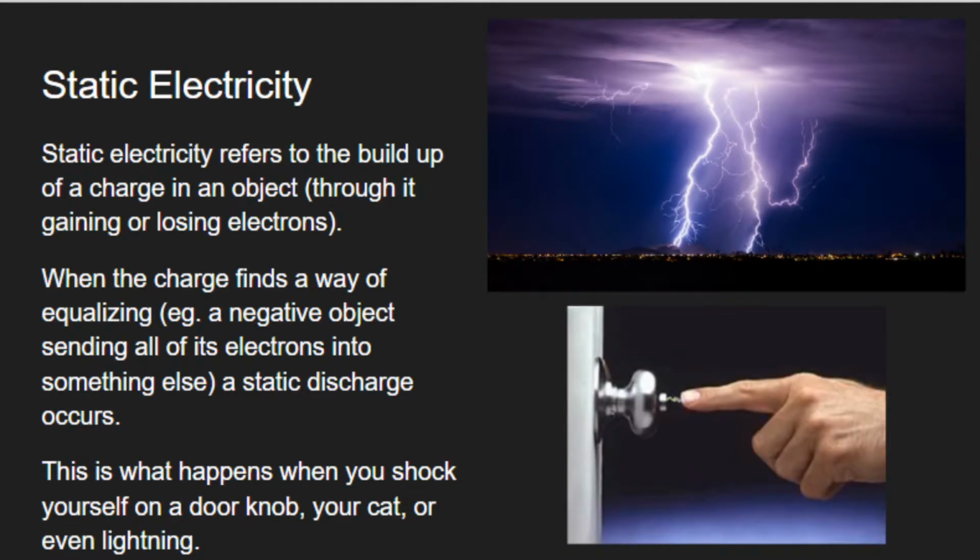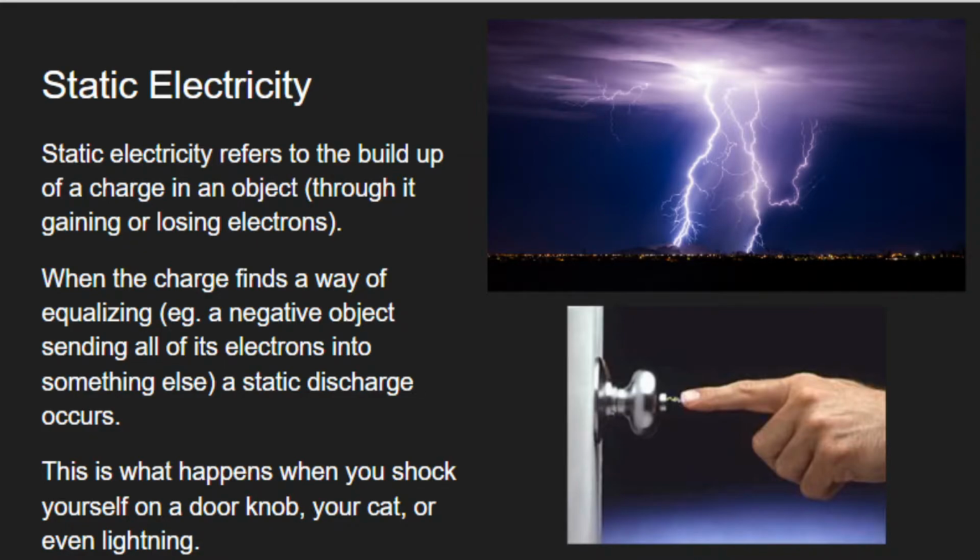Okay, everybody, today we're going to start with a recap of static electricity, and then we're going to get into current electricity for the first time. So static electricity refers to the buildup of a charge in an object through it gaining or losing electrons. Remember, it's important, it's always electrons, right? And when the charge finds a way of equalizing, so for example, a negative object sending all of its electrons into something else, a static discharge will occur.